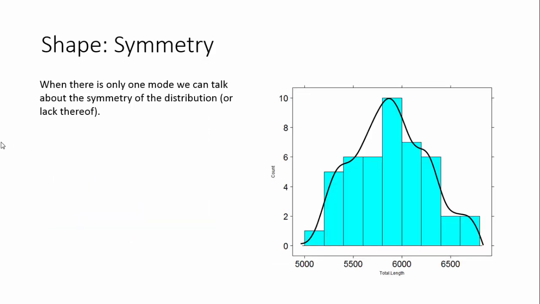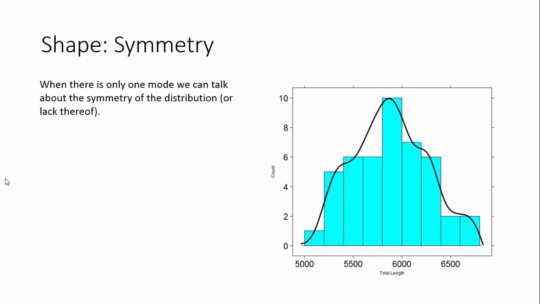Another thing we look at when we look at a histogram is symmetry. So when we have one mode, we can in some sense look at that one mode and then look to the left and to the right and say, well, does it look about the same on each side? Is there a symmetry around that center?